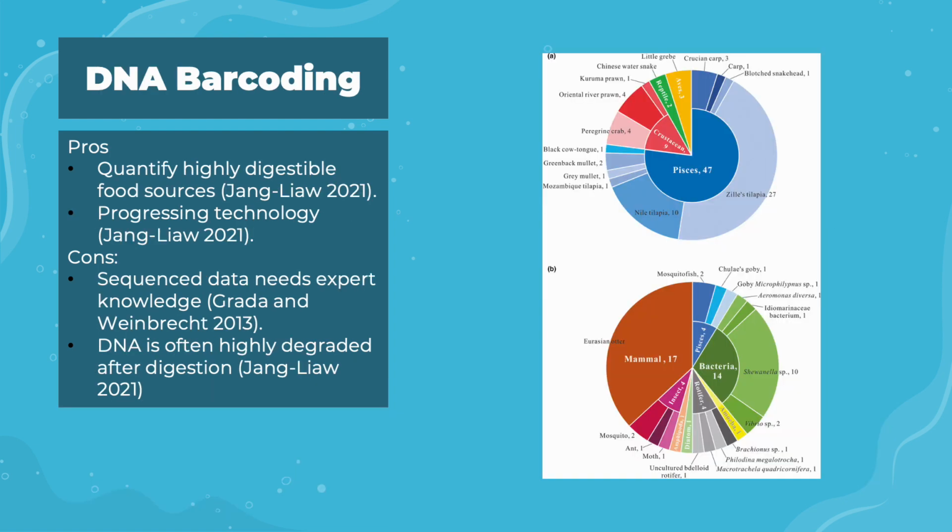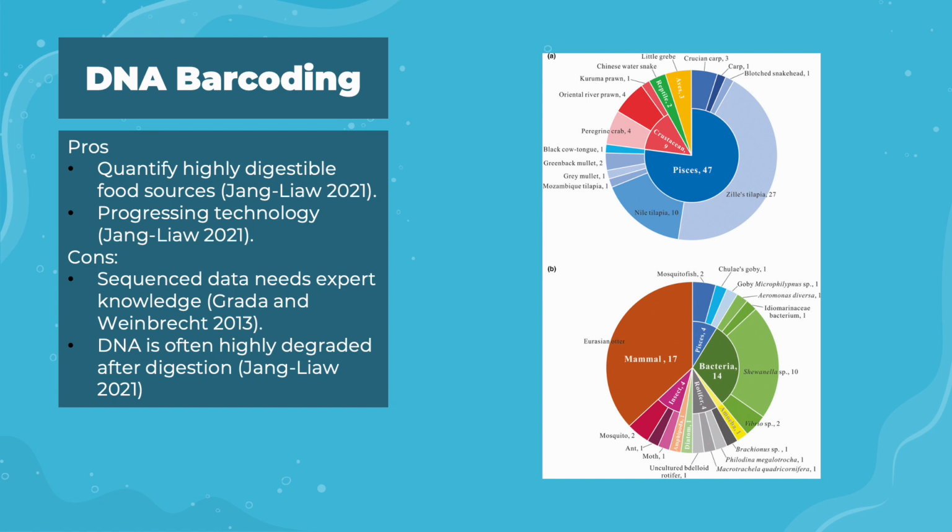The next method in this review is DNA barcoding, which has historically been done in other otter species by looking at their scat. The pros of this method are that it's able to quantify highly digestible food sources, and in otter diets, this includes mollusks. This is also a progressing technology, which means as time goes on, it will only become more efficient.